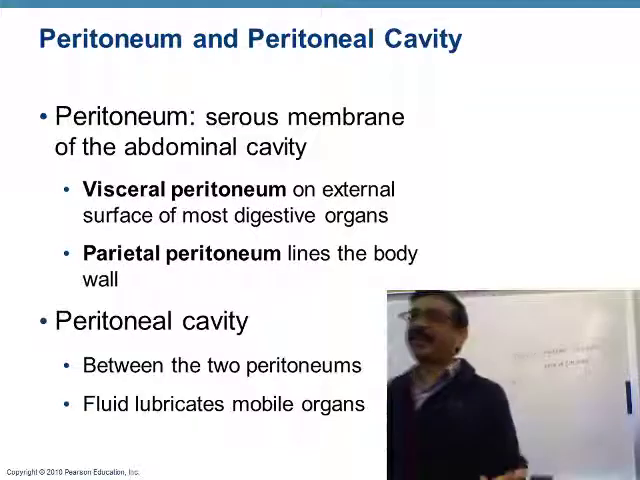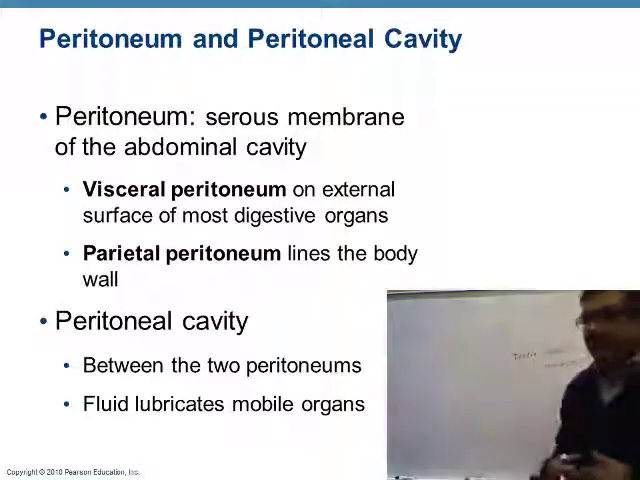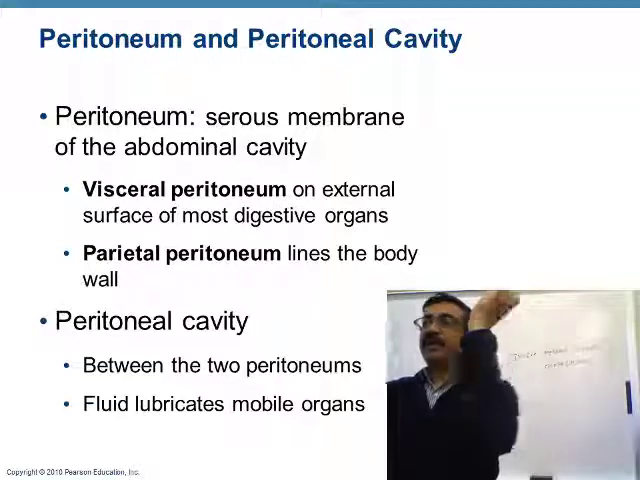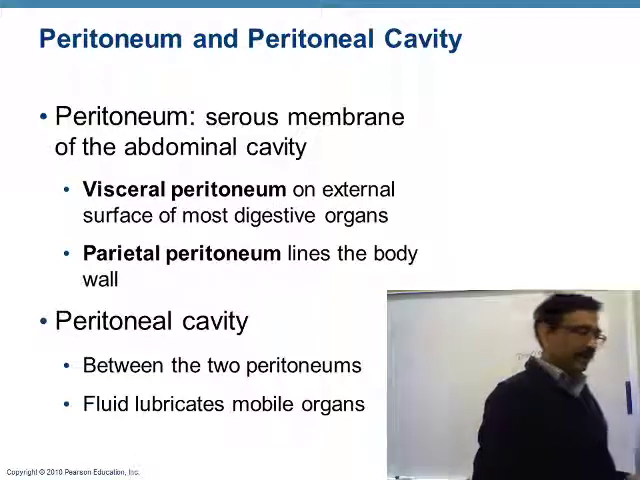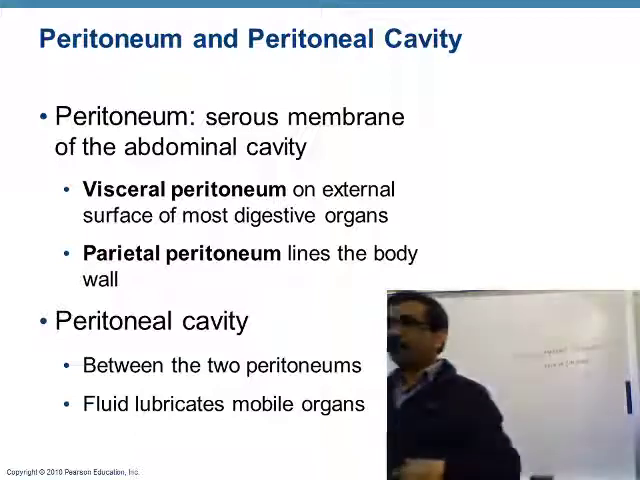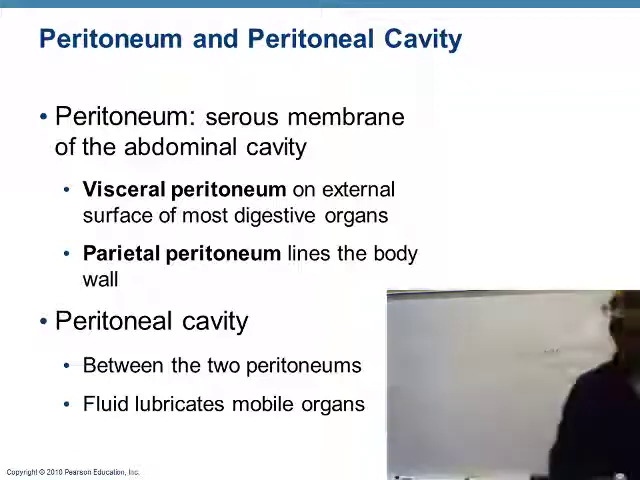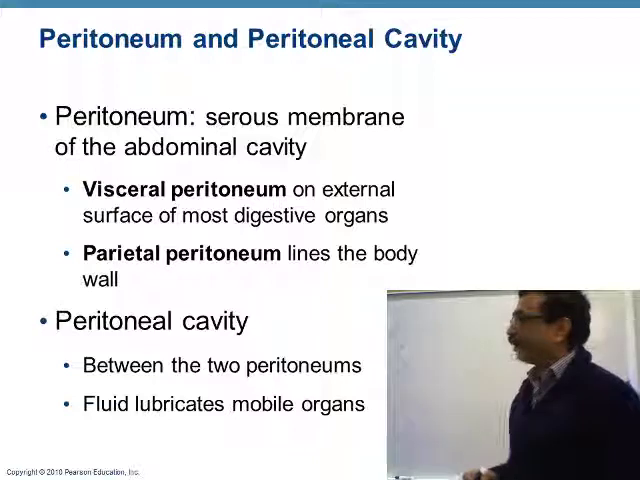It has 2 layers: outer parietal peritoneum, inner visceral. It's like pericardium or pleura. So peritoneum covers the abdominal organs. In your abdomen, you have a number of organs like liver, stomach, intestine, pancreas. All those organs are in the abdomen.